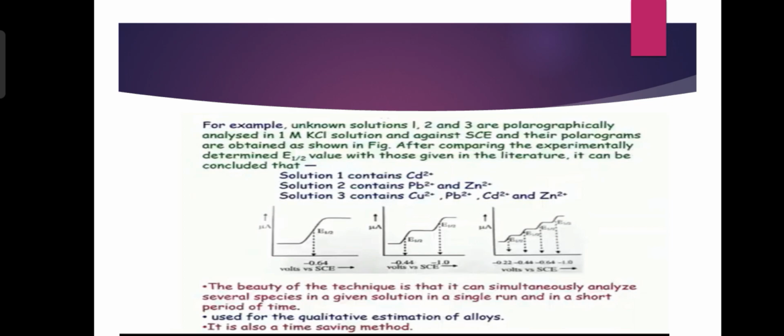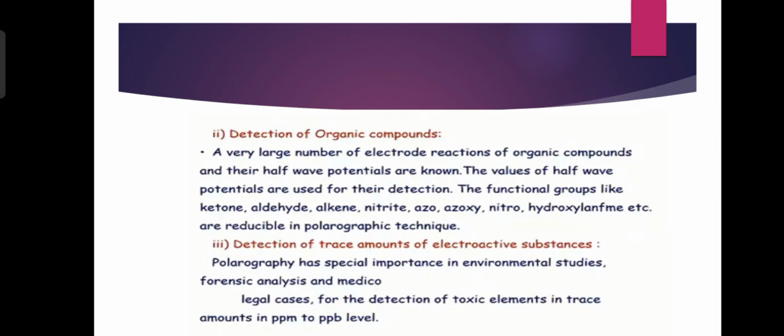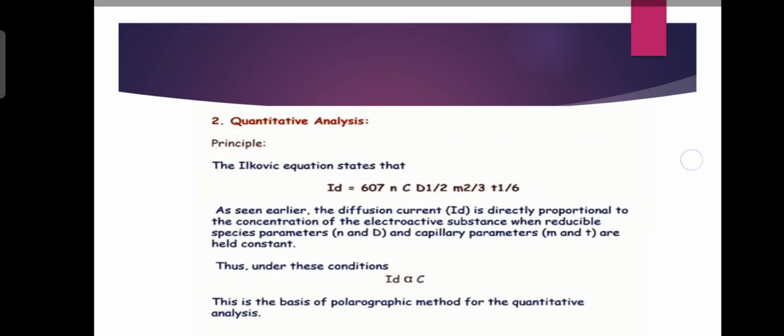Next, we can easily find out if two or more metals are present, because it shows 2 or 3 half-wave potentials, and we can easily match them with the standard half-wave potentials. Next, we can also detect organic compounds, because the half-wave potentials of many organic compounds and metals are fixed. And we can also use it in detection of trace elements of electroactive substances.